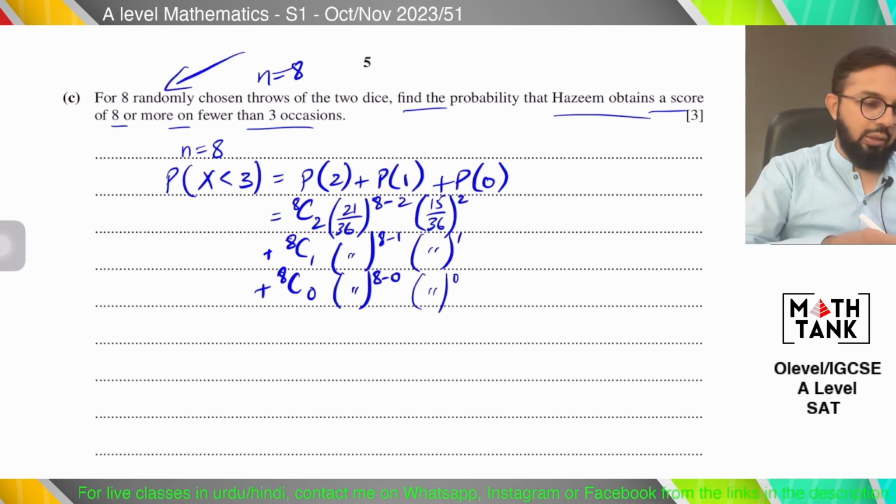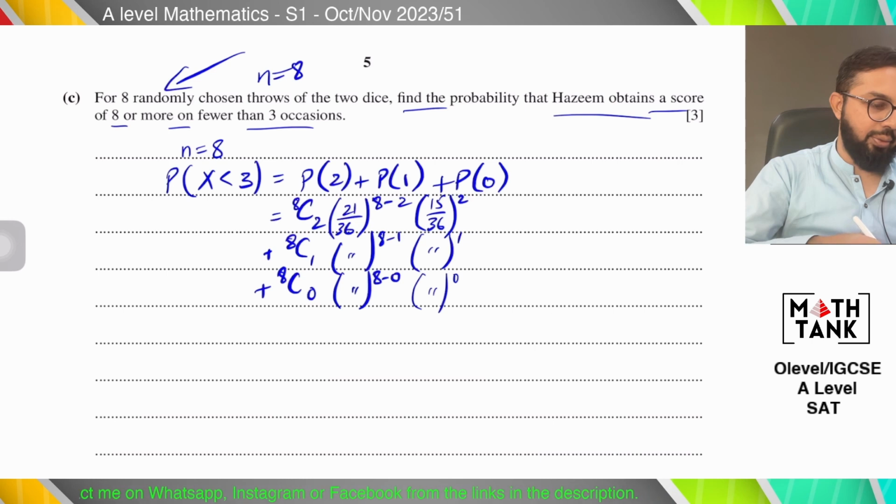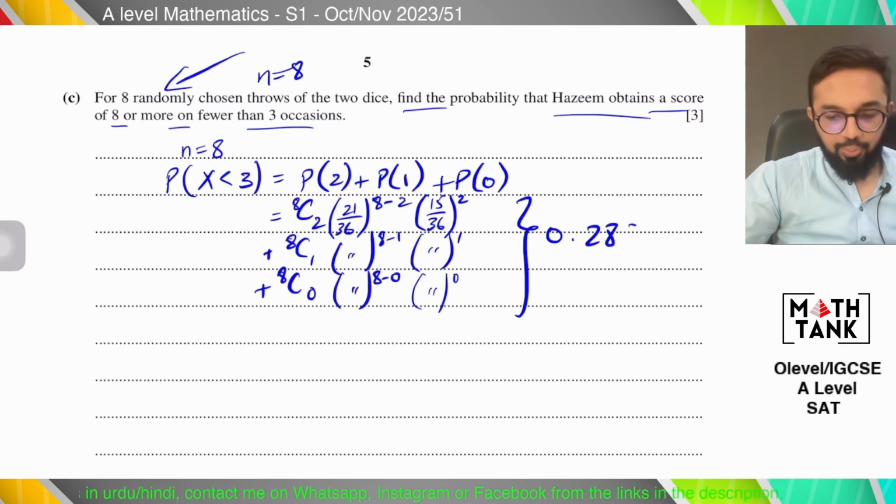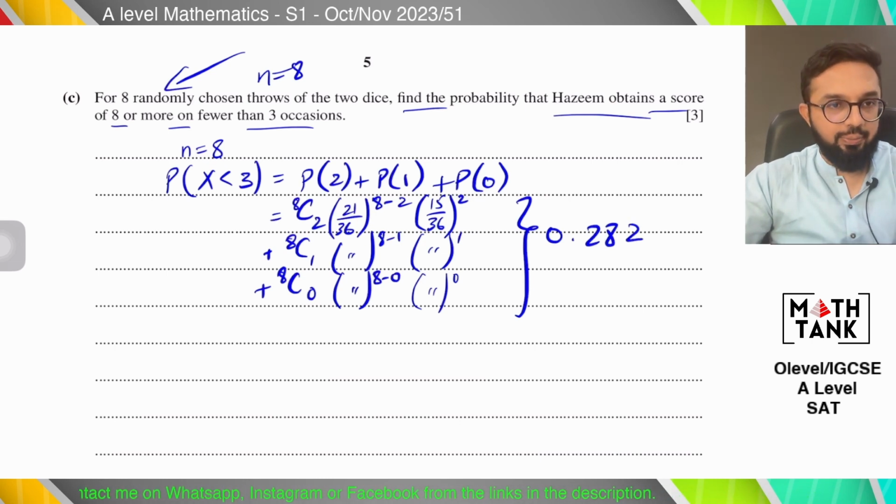Okay, let's put that on our calculator. I think I'm going to use my calculator to do that directly. I'm going to use the cumulative binomial up to 2, where n is 8 and p is 15 divided by 36. I am getting 0.282. That is the correct answer. Yeah, that is indeed the correct answer.